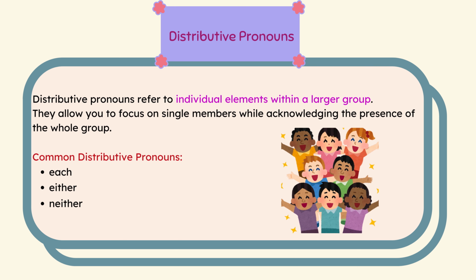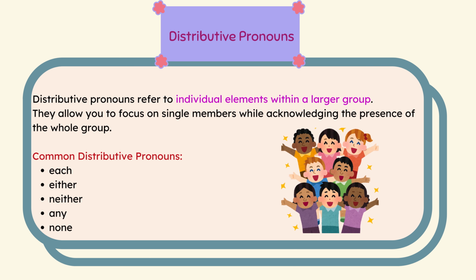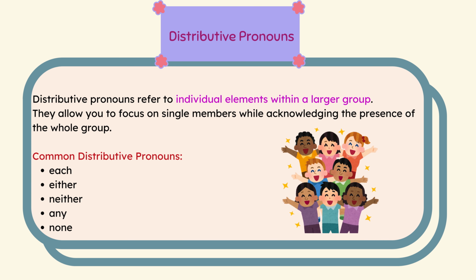Let us learn about distributive pronouns. Distributive pronouns refer to individual elements within a larger group. They allow you to focus on single members while still acknowledging the presence of the whole group. Some common distributive pronouns are each, either, neither, any, and none.